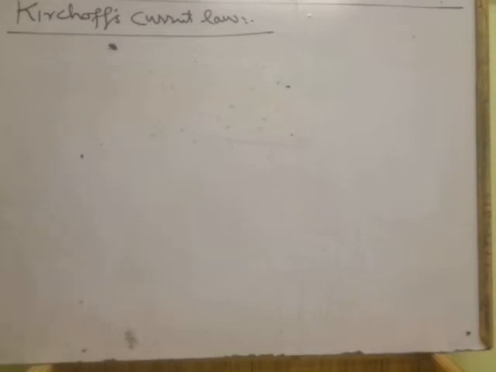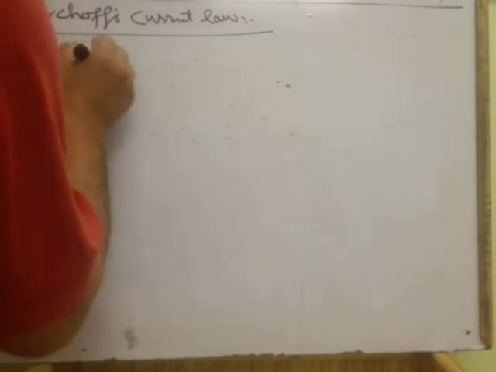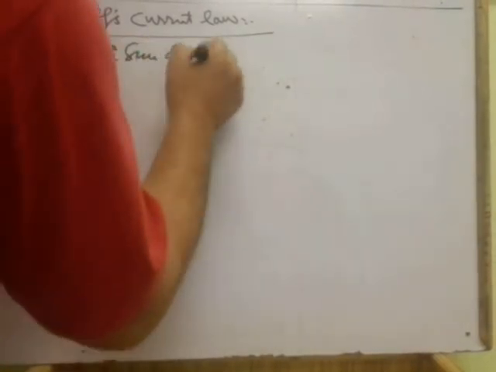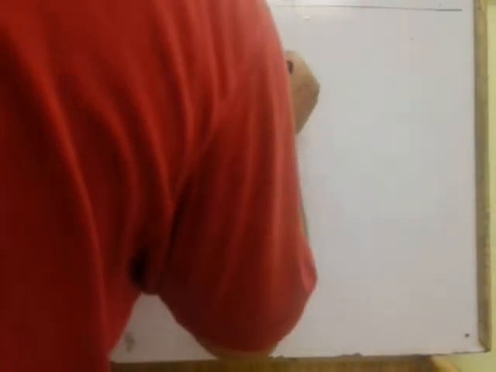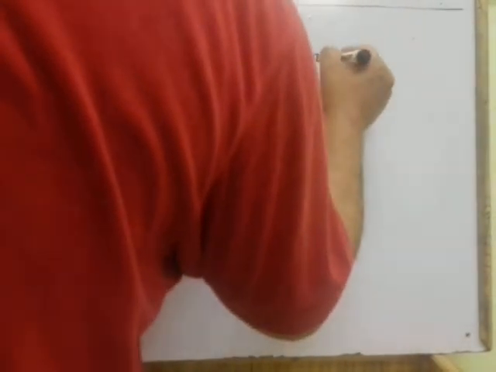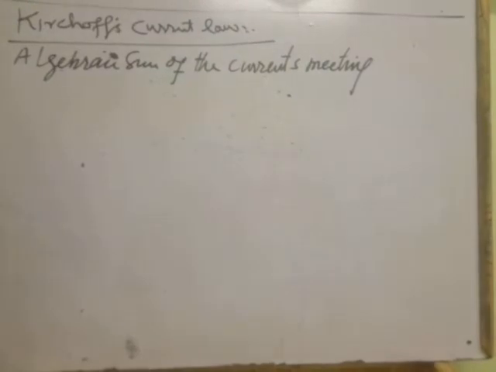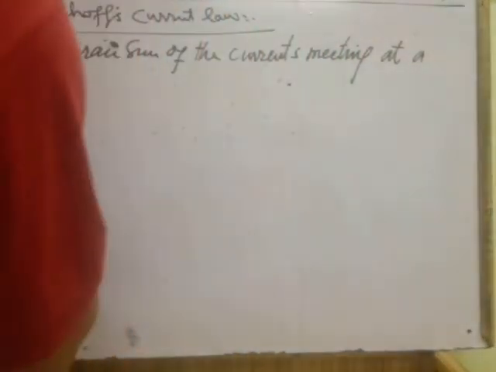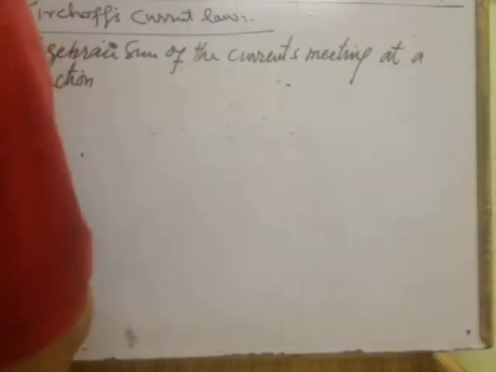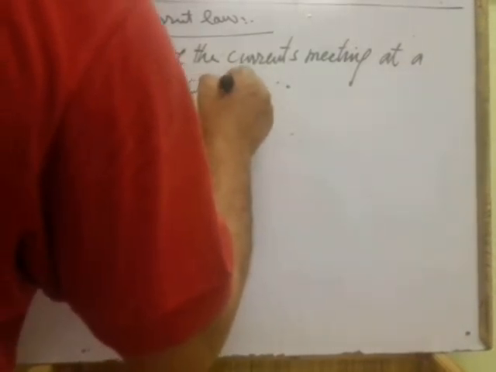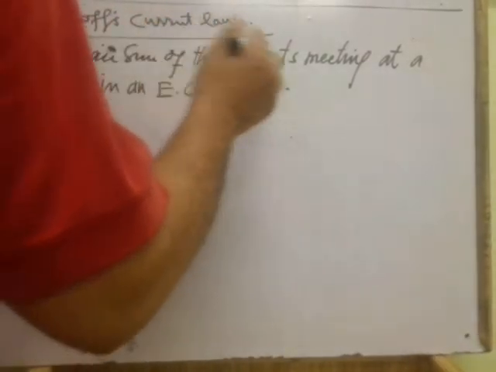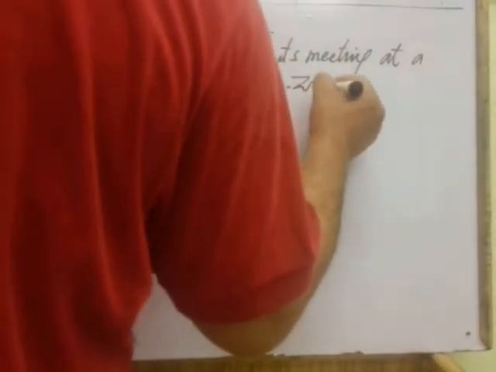The statement of this law is such that the algebraic sum of the currents meeting at a junction in an electric circuit is 0.